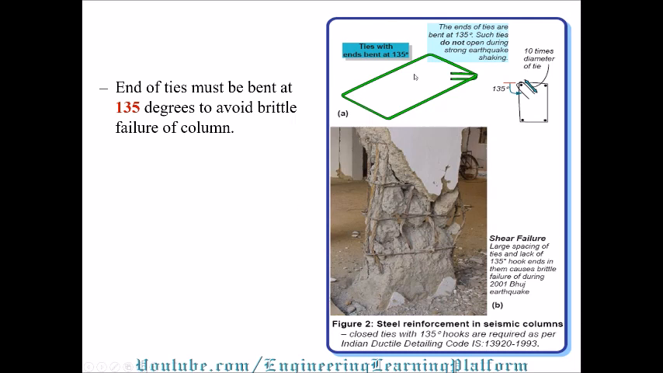This is a tie bent at 135 degrees. Ends of ties must be bent at 135 degrees to avoid brittle failure of the column. For example, you can see here the tie was opened and this caused the failure of the column. Primarily, there might be multiple reasons. For example, you can see easily that properly compacted concrete was not utilized. Also, the tie of the column opened, which caused bending of the main bars. Shear failure, large spacing of ties, and lack of 135-degree hook ends caused brittle failure during the 2001 Bhuj earthquake.